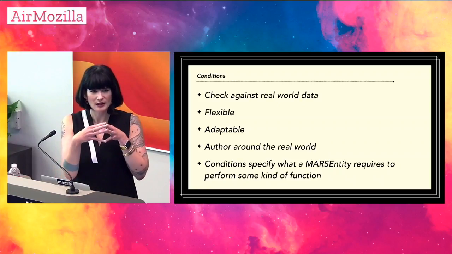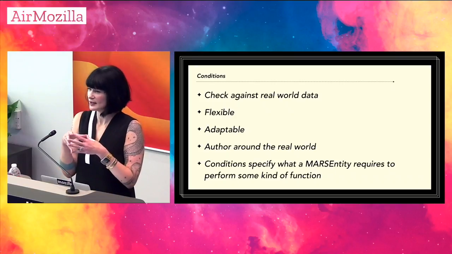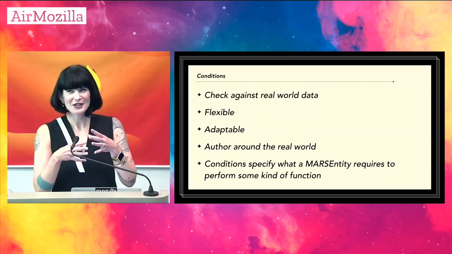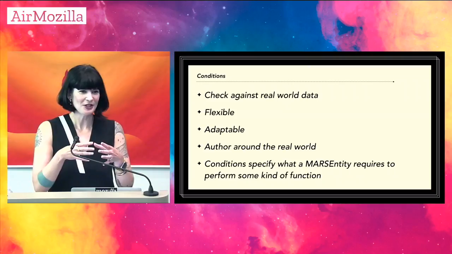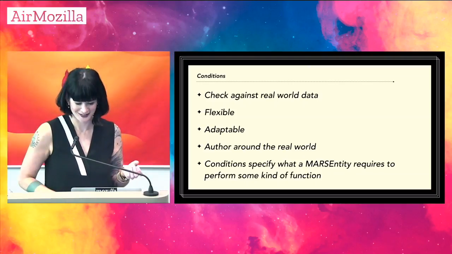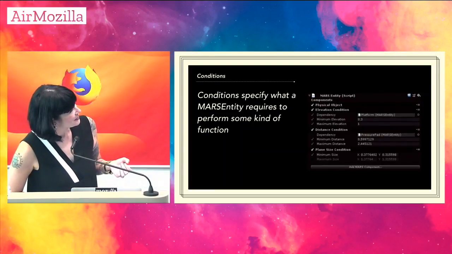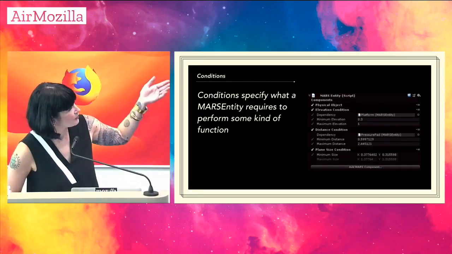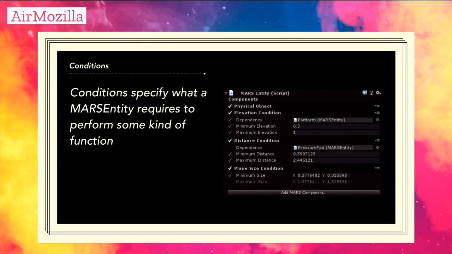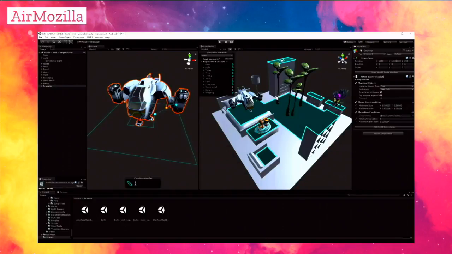But it's this thing that is kind of just the answer to a question. It's not a real thing, and it's not even really a thing, but it still has results. And it looks like this. So for example, we say that we need to have a physical object that this is attached to, the elevation condition, distance condition, and the plane size condition. And once all of these conditions are met, we will perform whatever it is that you want to have happen, like maybe those fireworks, or maybe a dragon comes out of the ground, whatever it is that you want to make. So that's the basics of Mars.